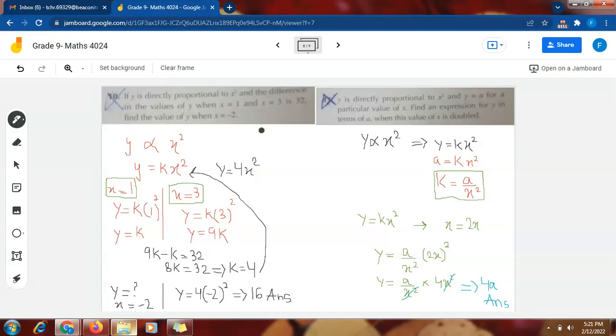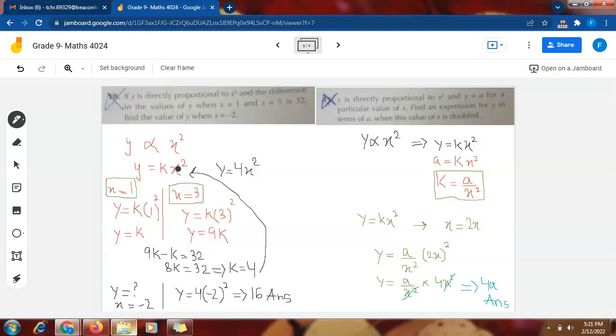So what will I do? I will first put the value of x is equals to 1 and make one equation in terms of k, and then I will put x is equals to 3 and make another equation in terms of k. These two are basically the values of y, and then I will subtract those two values and equate it with 32 to get the value of k. So let's look at the solution. So this is y is equals to kx square.